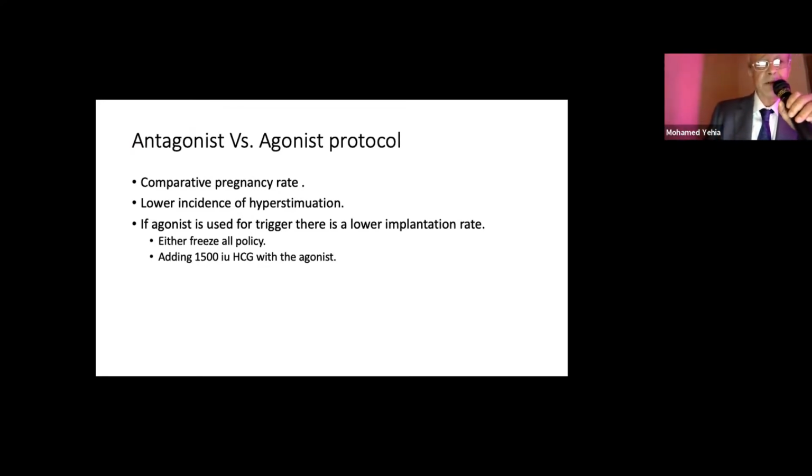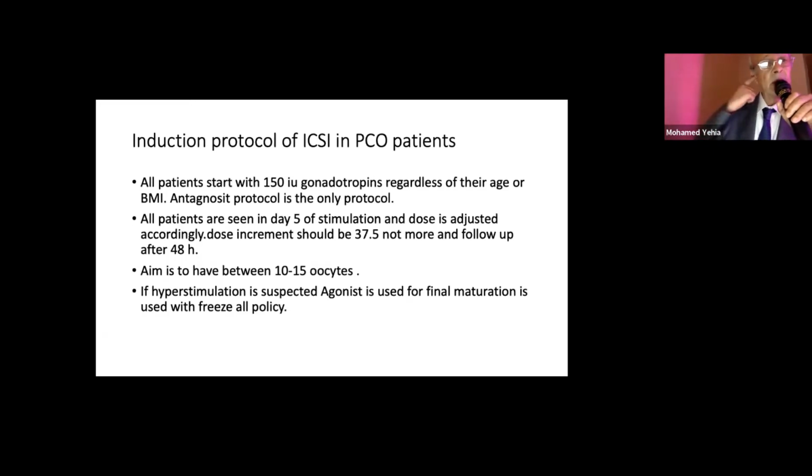They have comparable pregnancy rates. There is a lower incidence of hyperstimulation with the antagonist protocol. If agonist is used for trigger, there is a lower implantation rate. So either we freeze all or we add 1500 units of hCG with the agonist when we stimulate. So the induction protocol in polycystic ovary: all patients should start with 150 units, no more, regardless of their age or BMI. Antagonist protocol is the protocol. You are not allowed to use an agonist protocol in polycystic ovary now, otherwise you're going to get yourself into trouble.